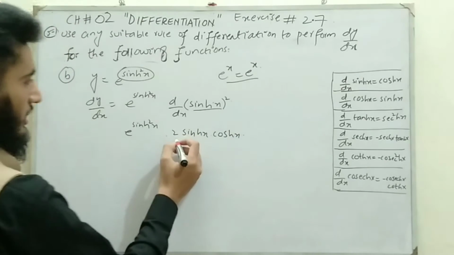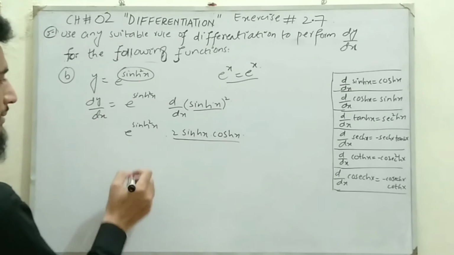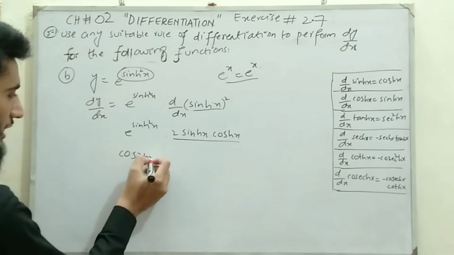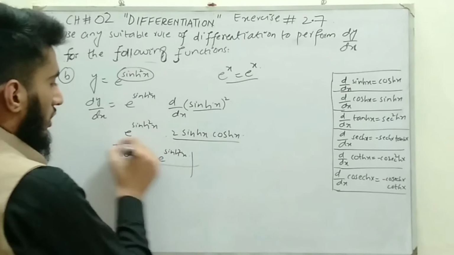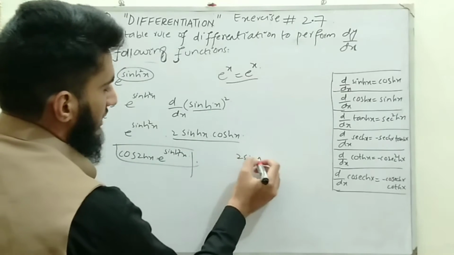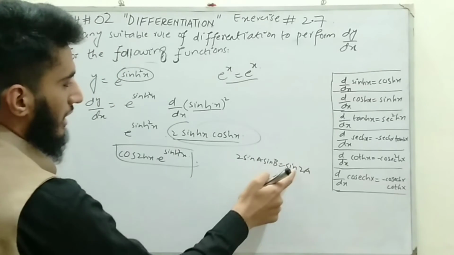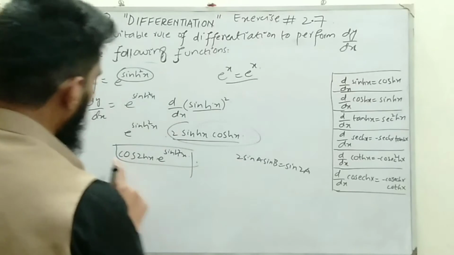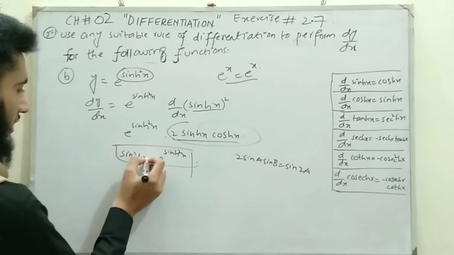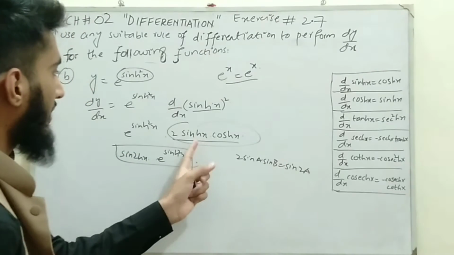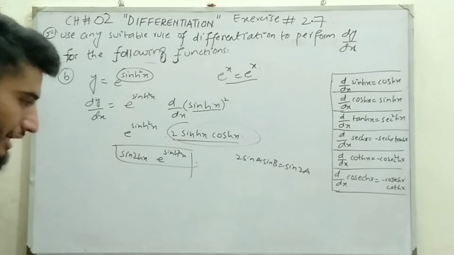So the required derivative will be, using another formula, 2 sin a cos b... We have a formula: 2 sin a cos a is always equal to sin 2a. So here we have used this formula sin 2a. So this is actually not cos 2x, this is sinh 2x, sine of 2 times x, where a is x in this case. So the required derivative is sinh 2x times e raised to the power sinh square x.